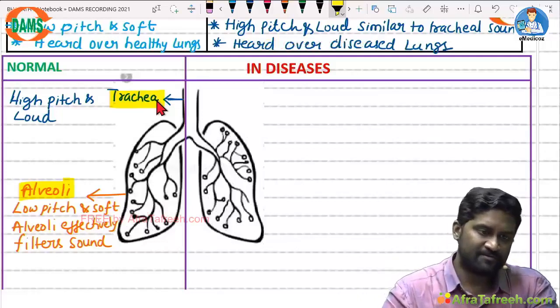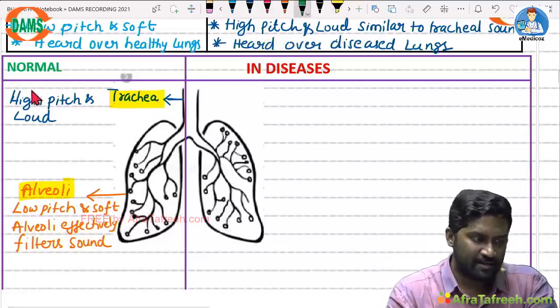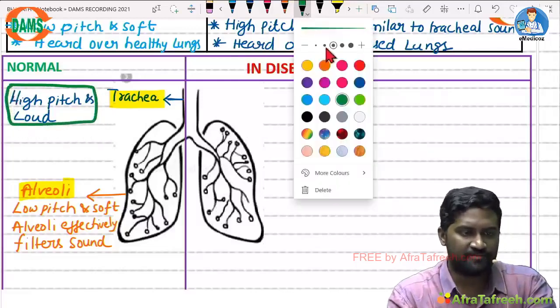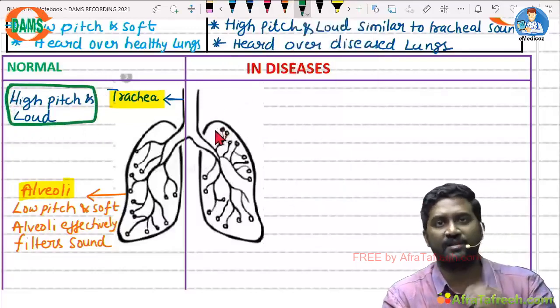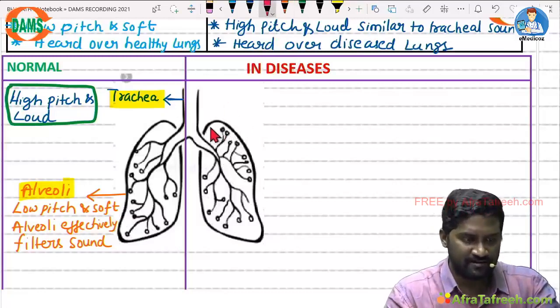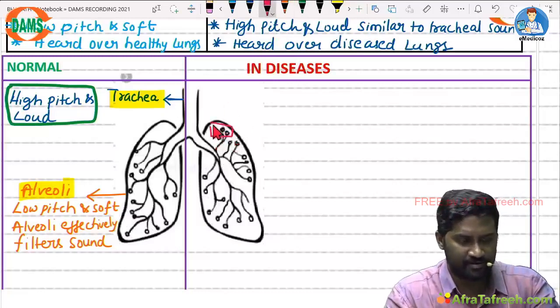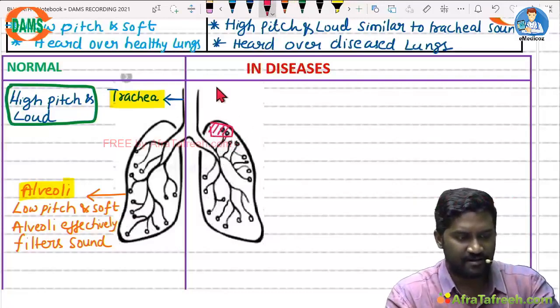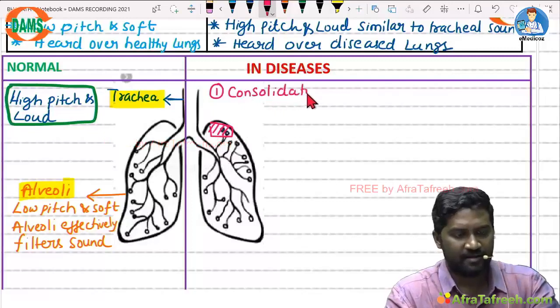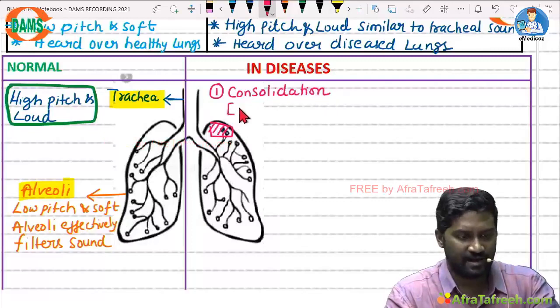Now because of some disease, if this high pitch and loud sound reappears on the lung, it is called bronchial breathing. Let us see the conditions responsible for bronchial breathing. The first condition is consolidation, where a part of the lung is getting solidified. It generally happens because of pneumonia.